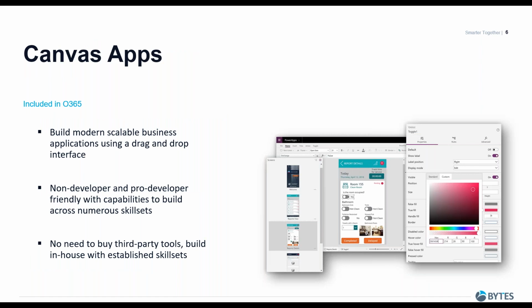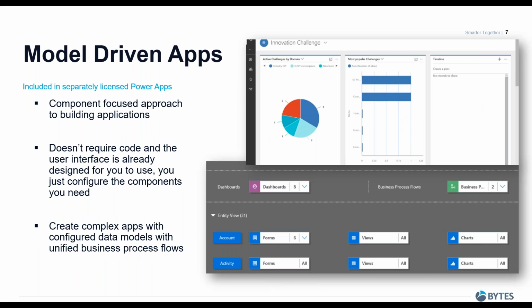With a Canvas application, which is included in Office 365, we're using that to build simple applications using a drag and drop interface. If you want to build a more complex application using a component-focused approach, then you look at using model-driven apps, and that does require Power Apps licensing.